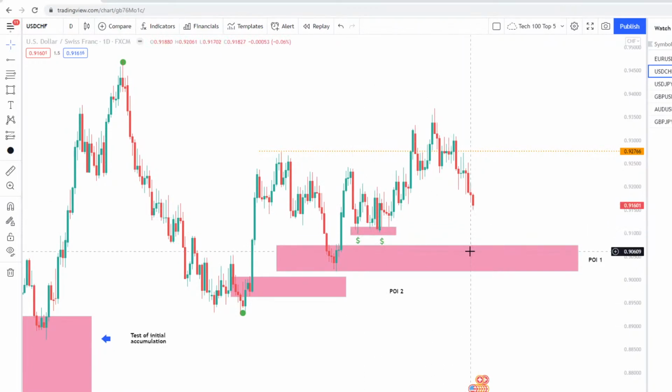So we're going to liquidate a lot of retail positions if price pushes down, and then we can expect accumulation to form, and ultimately we'll have a push higher, hopefully above this point. So we're going to be monitoring the lower time frame very closely when we trade into this POI.